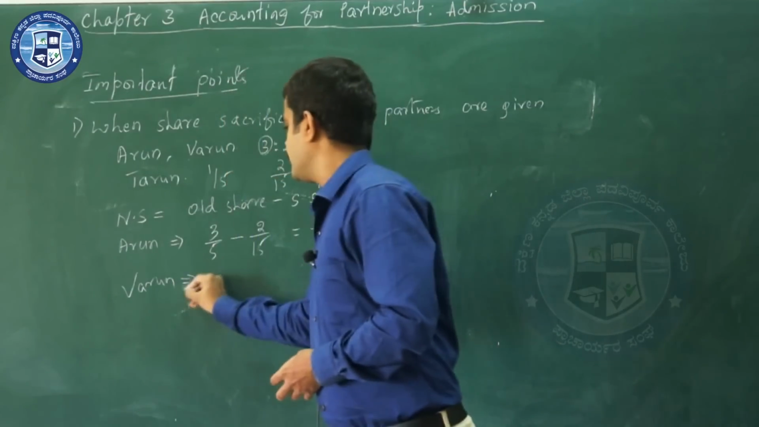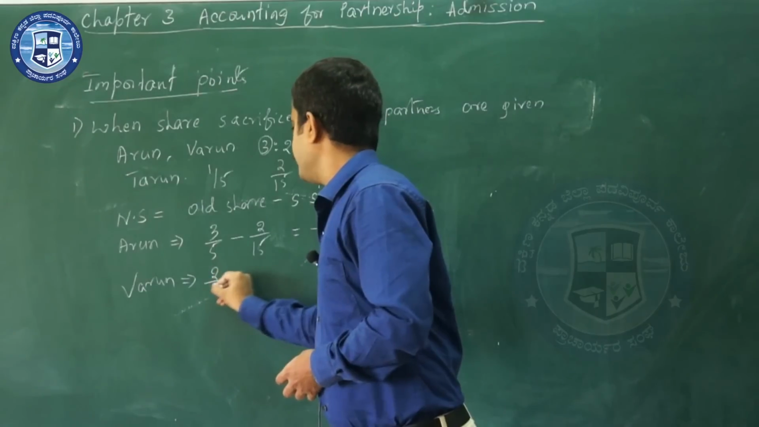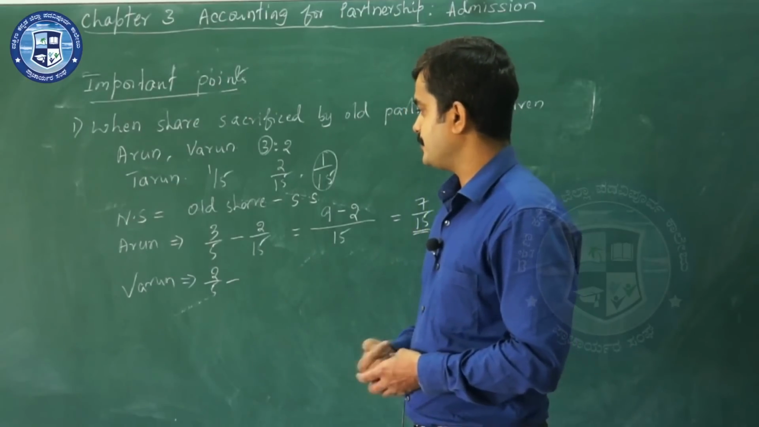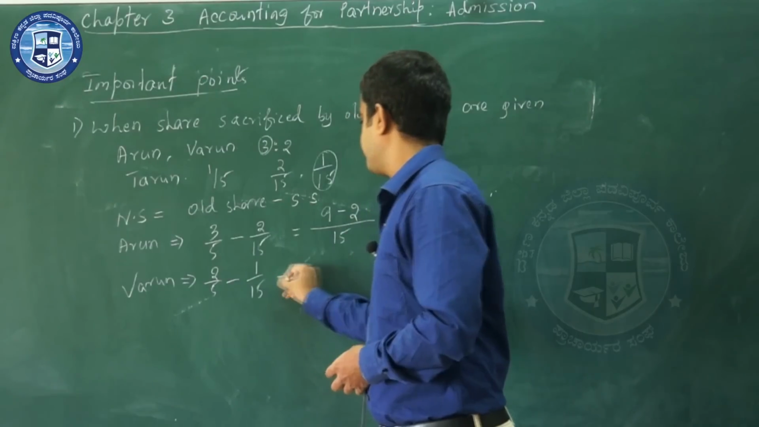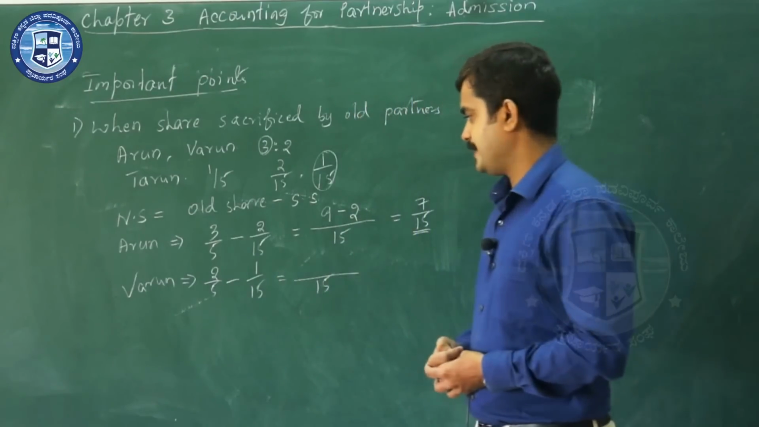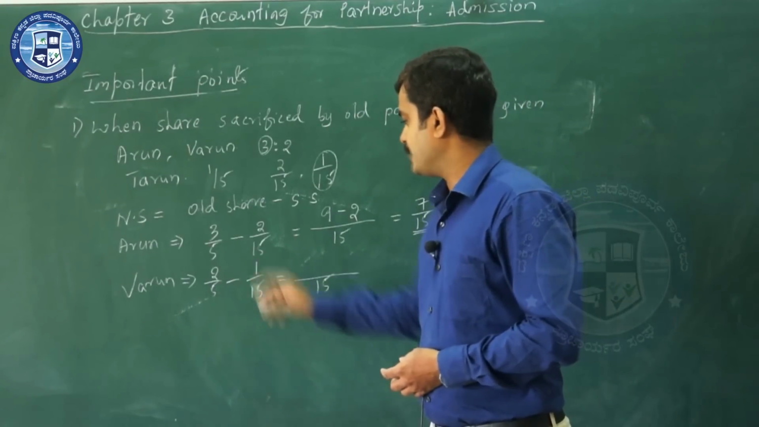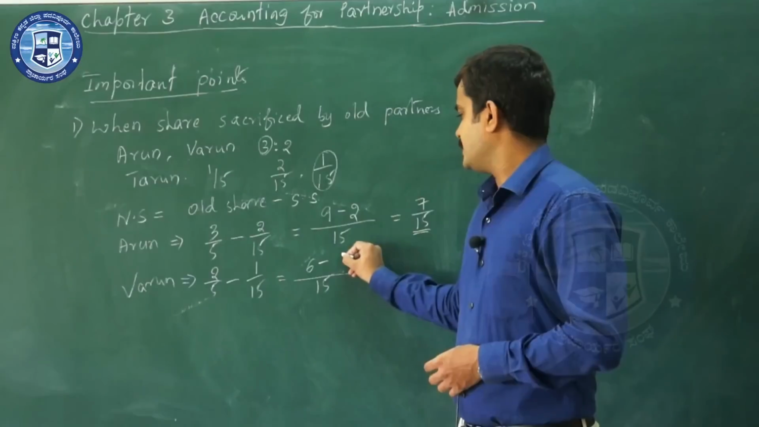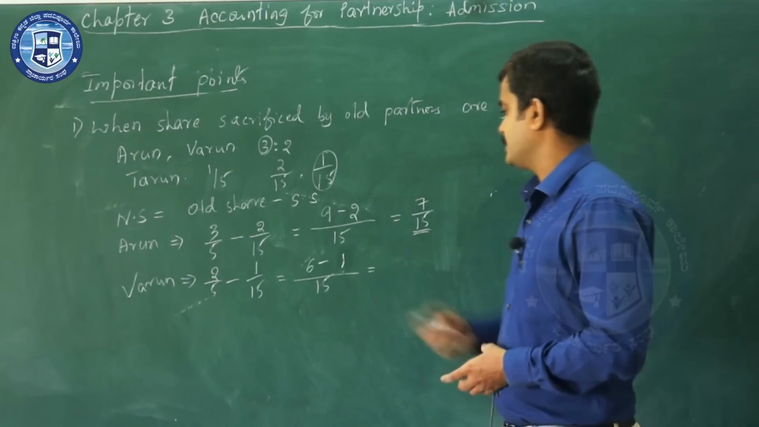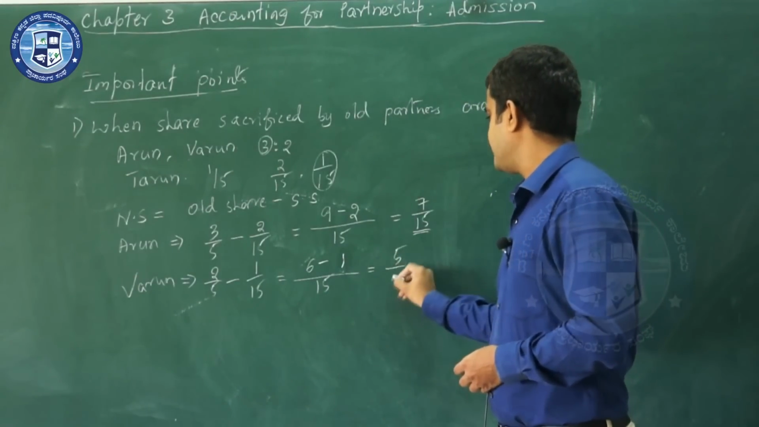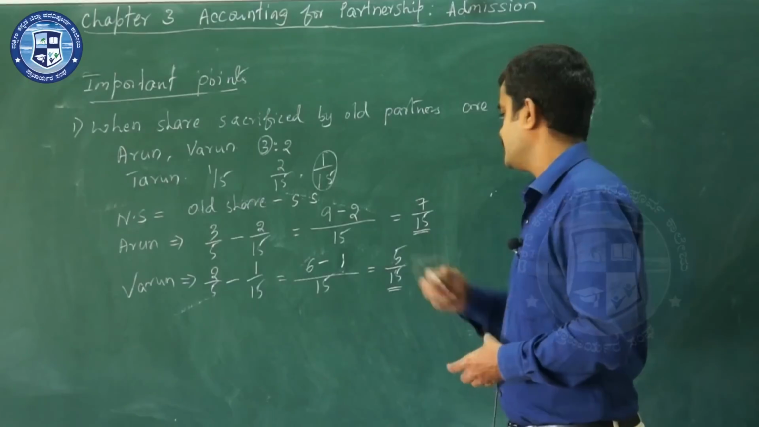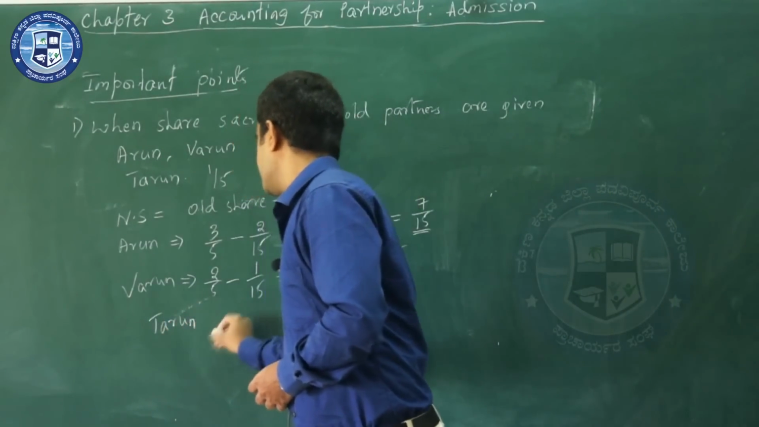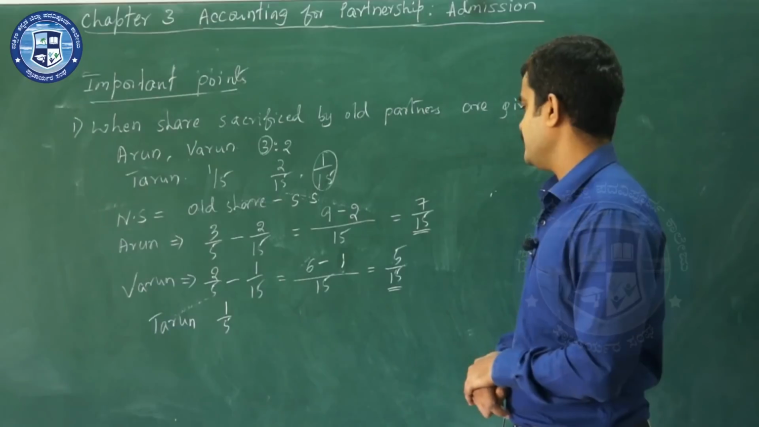Similarly, Varun's new share will be his old share, 2/5, minus share sacrificed by Varun in favor of Tarun, that is 1/15. The LCM is 15. Now multiply 2/5 by 3 to make it 6/15, and here it is 1. So 6 minus 1 is 5 divided by 15. So that is the new share of Varun. And new partner Tarun's share is already given, that is 1/5.